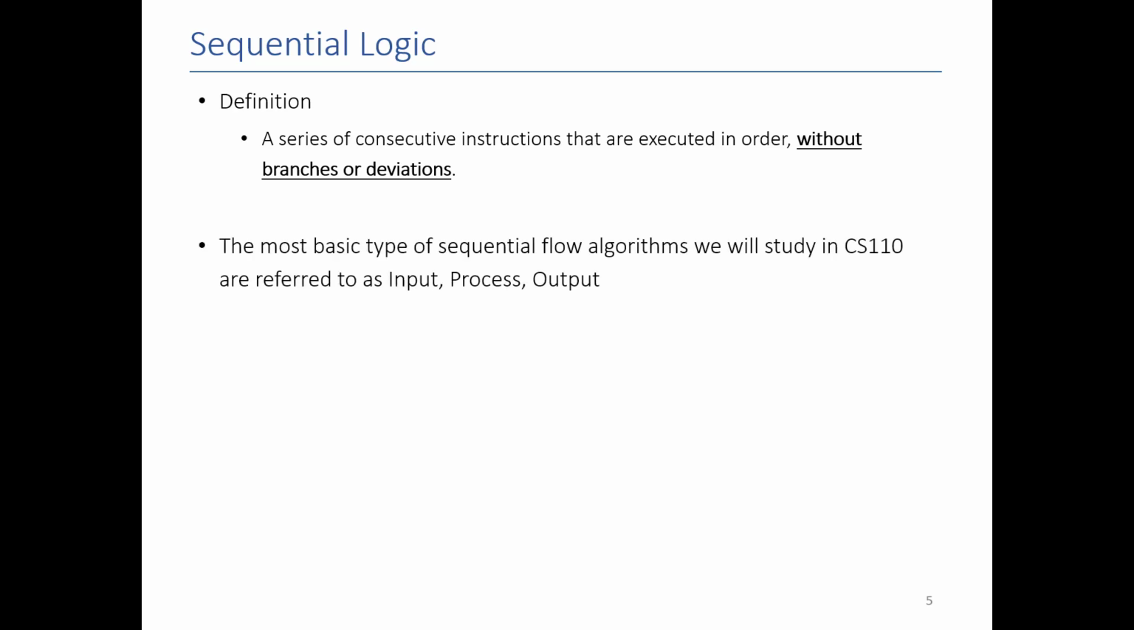The most basic type of sequential flow algorithm we'll talk about in this class is referred to as input, process, output. In an input, we're getting values somehow, usually from the user. In process, we're usually doing some form of math or comparison. And then in output, we are using the print function to get it to the screen.